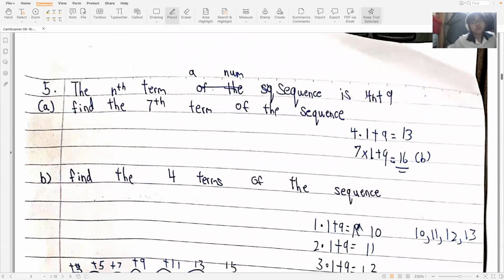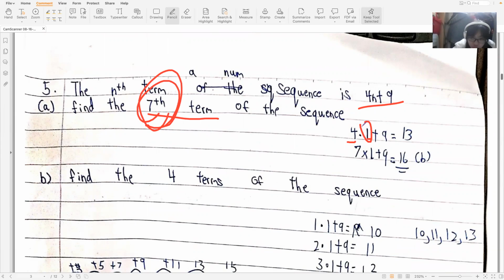The nth term of some exponent is this, okay? And then what? Find the 7th. So what do you do? They ask for the 7th, right? The 7th term. Then what do you give? 4 times 1? 7. That's not the answer. Then you give what?